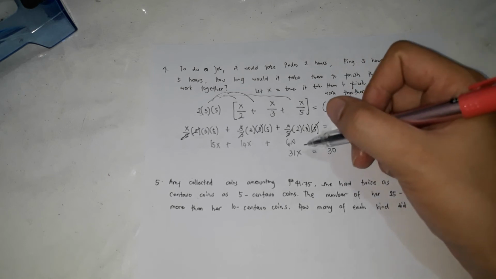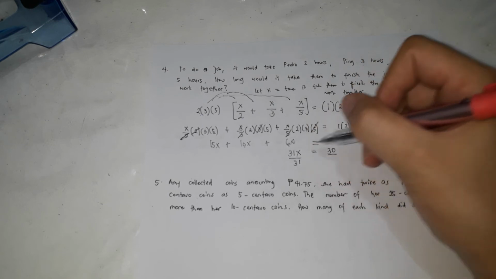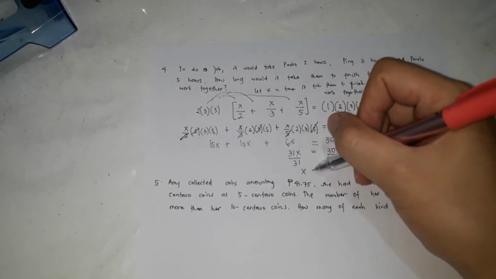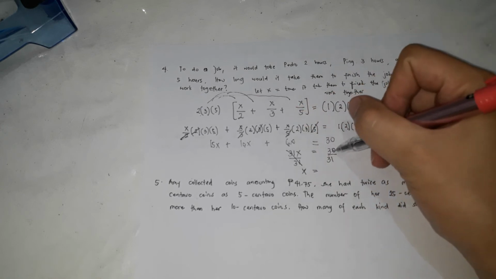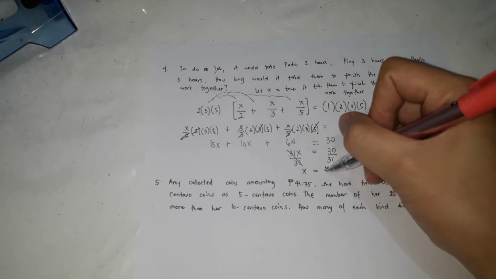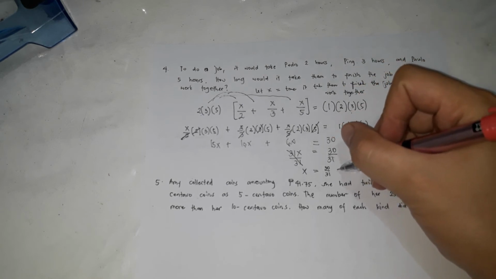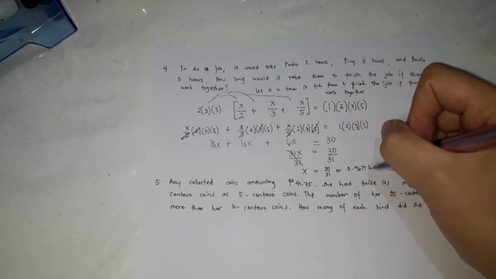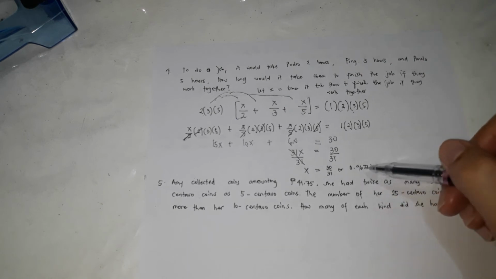So next is we're going to cancel 31. So divide ka ng 31, yung katabi ng x, 31 x is equal to, maka-cancel na yun sa 31, so x na lang matira, 30 divided by 31, it's 30 over 31, or 0.9677 hour. So, pag i-divide mo yan, ganitong answer.